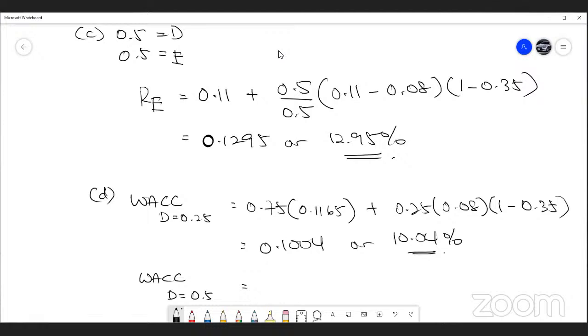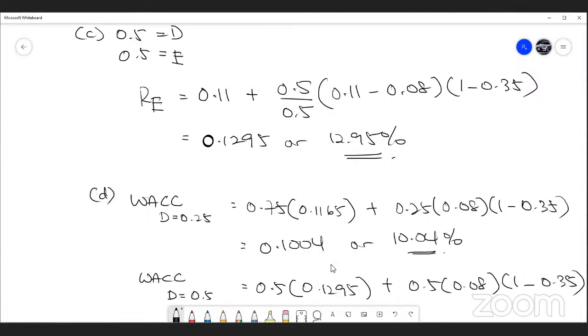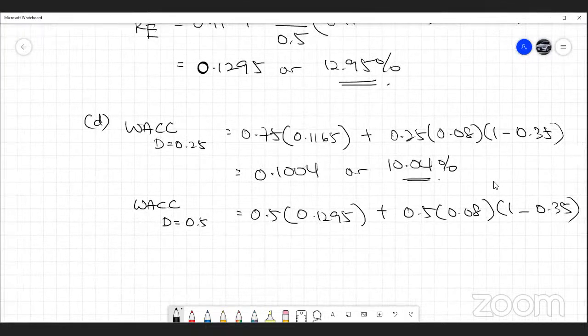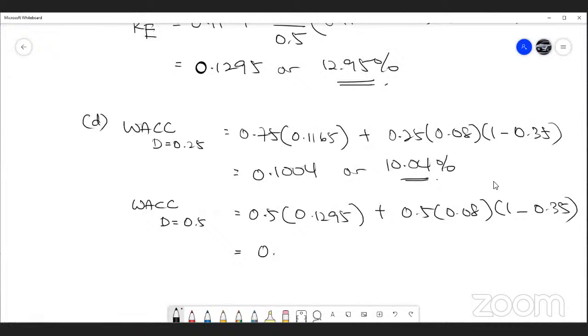Okay, next one is find the WACC for debt equals to 0.5. So this one you change the percentage here, 0.5 of this cost of equity. The debt is still the same, and the tax is also the same. So this will give you 0.0908 or 9.08%. Okay, done. This is how you answer the question.